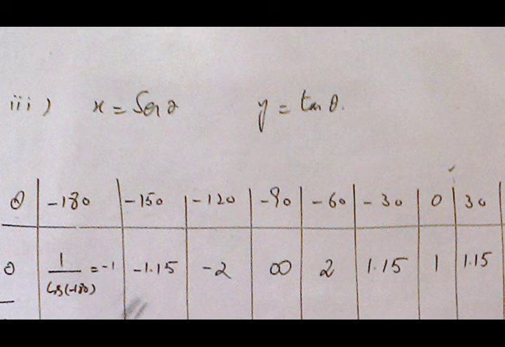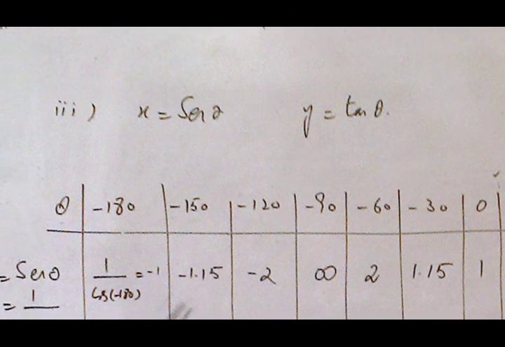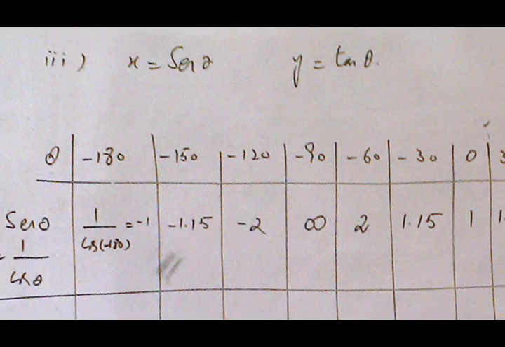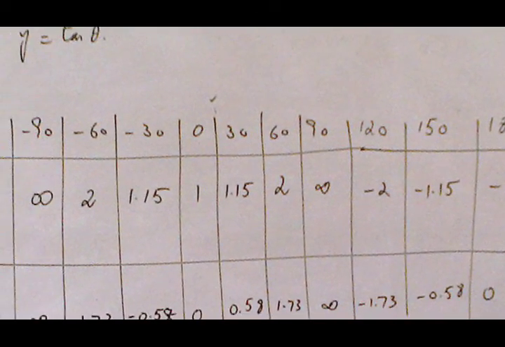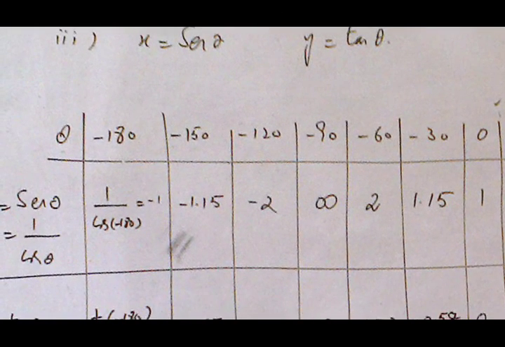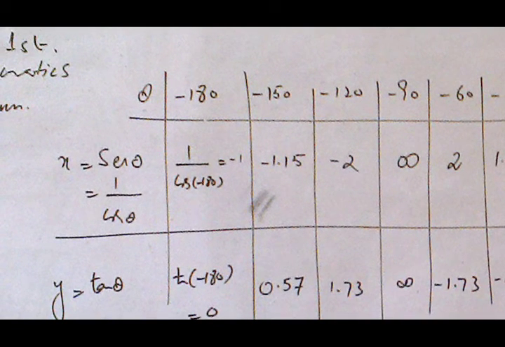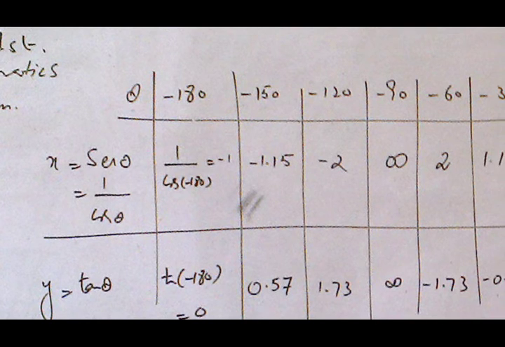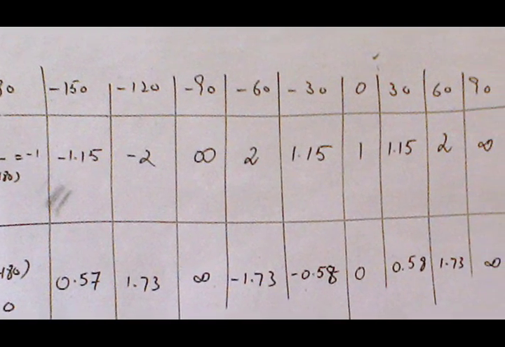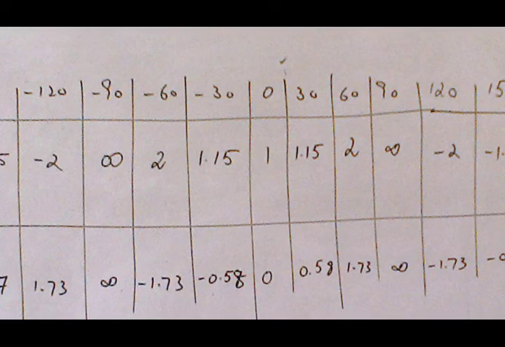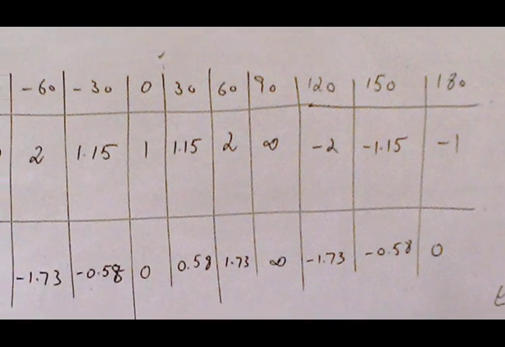Now in this part we have x equal to secant theta and y is equal to tan theta. We take the values of theta from -180 to +180, with a difference of 30 degrees. We find the values of x, secant theta, because secant theta is equal to 1 over cos theta. 1 over cos -180 is equal to -1, and similarly we find the values by calculator. At -90 it is infinity, and the same at 90, it is infinity.